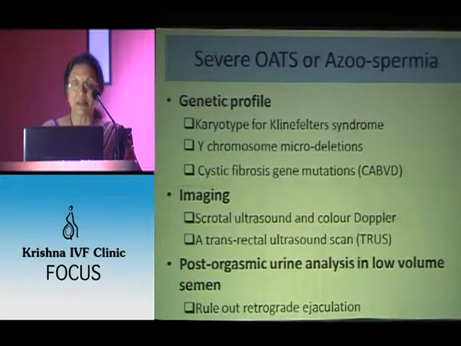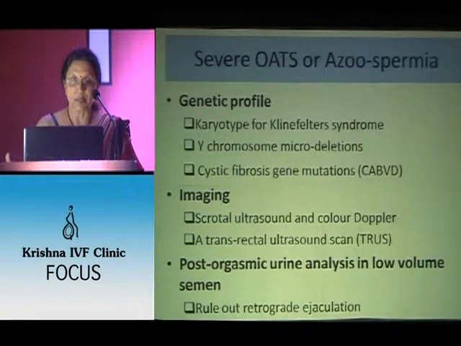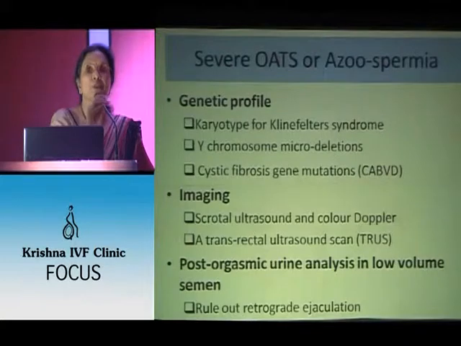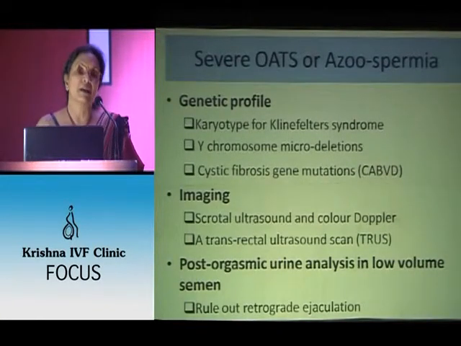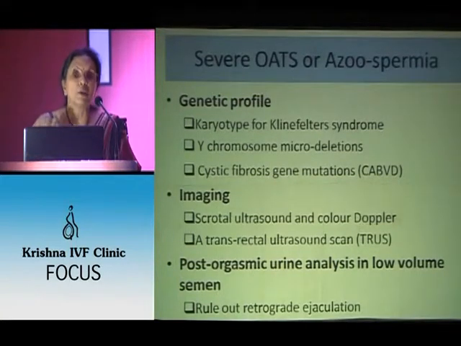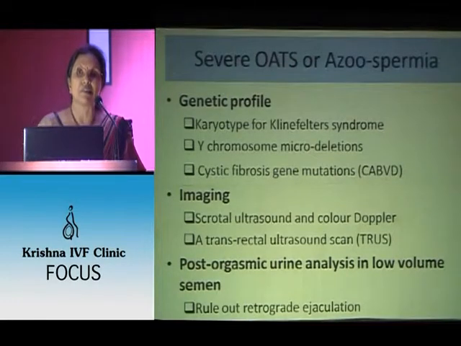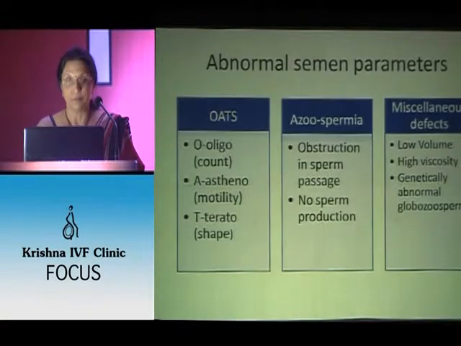Imaging may be important, and out of the 2 imaging studies required for the genital tract, one is TRUS, a transrectal ultrasound scan, which is done mainly for the male accessory glands, prostate and seminal vesicles, and a scrotal ultrasound to see the testes, their volume and texture. Post-orgasmic urine analysis is done especially where the volume of the semen looks very low, where we find just a few drops of semen coming, and especially in males who've had a psychosexual disorder or a surgery in the past.